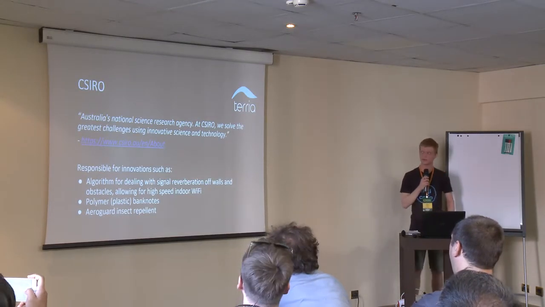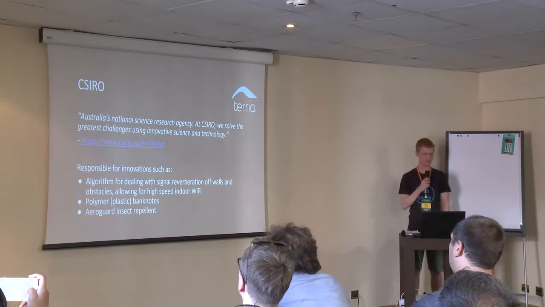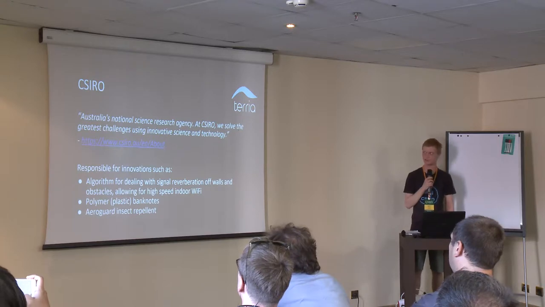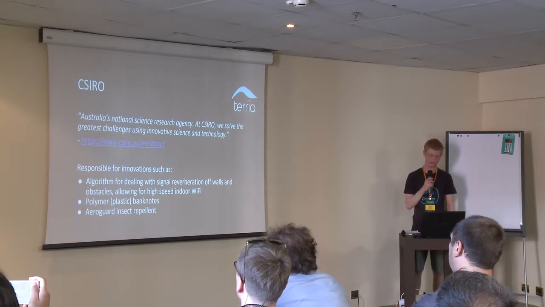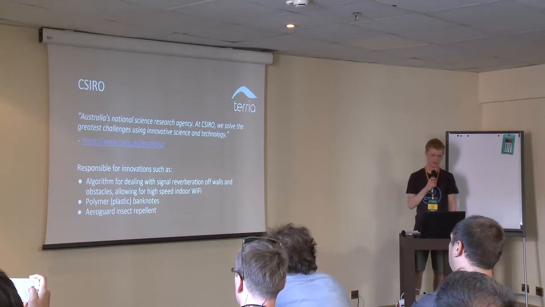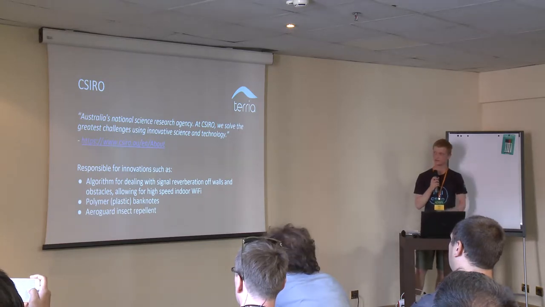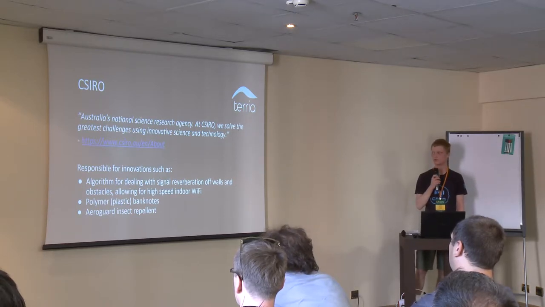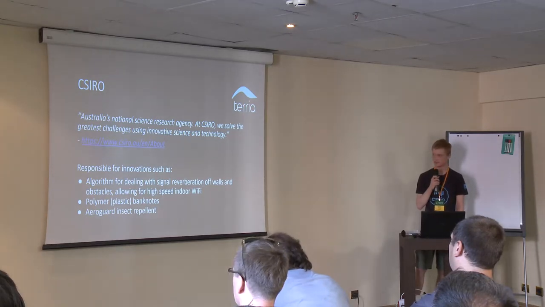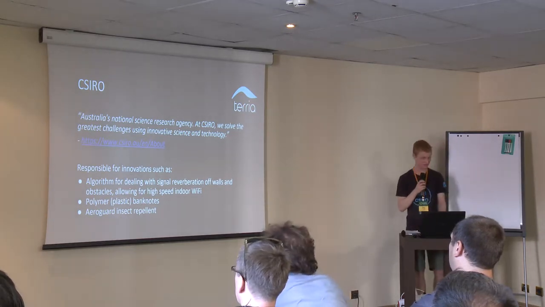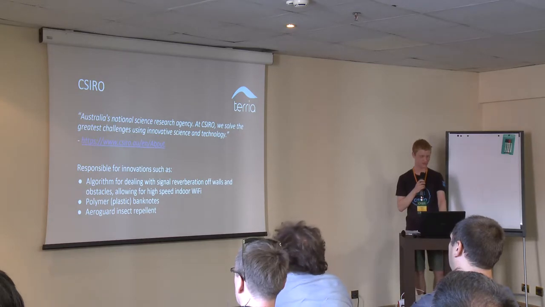So what's CSIRO? CSIRO is Australia's National Science Research Agency. And over the last 100 years or so of its operation, it's been responsible for many global innovations, and a few of them are listed, such as dealing with signal reverberation off walls to allow for high-speed indoor Wi-Fi, polymer or plastic banknotes, and insect repellent called AeroGuard.